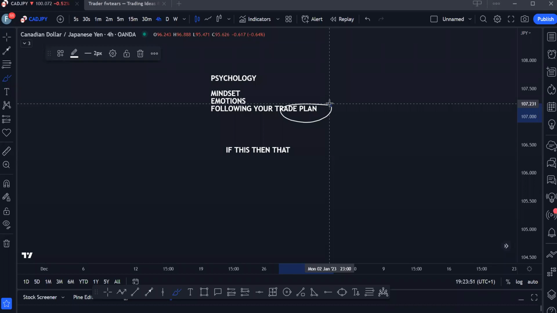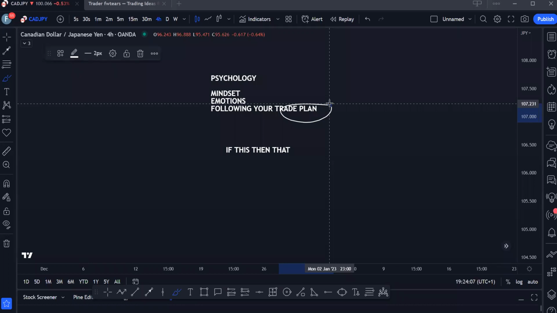Type in robot in the chat box. R-O-B-O-T. You want to have the mindset of a robot. Trade like a robot. It will really help you.